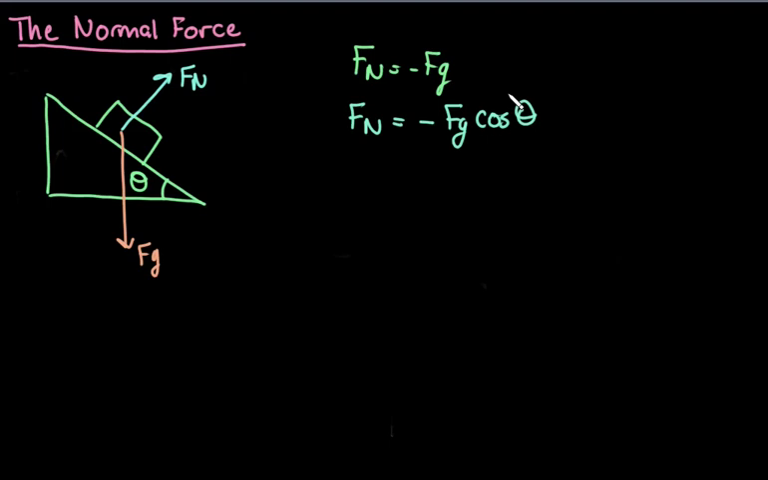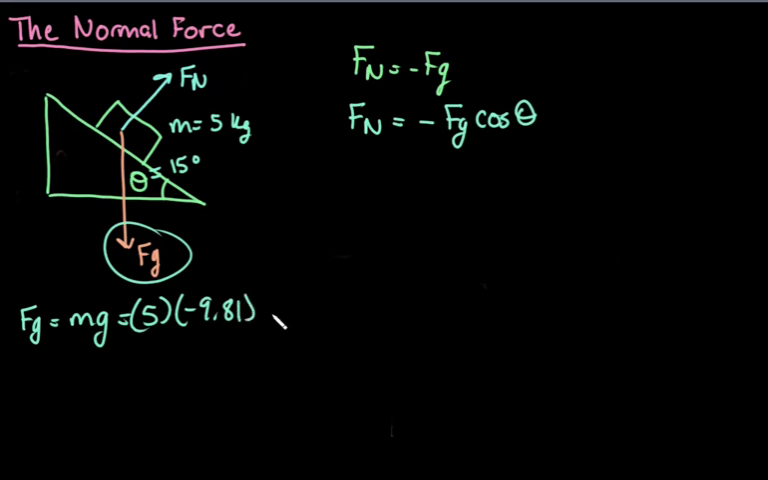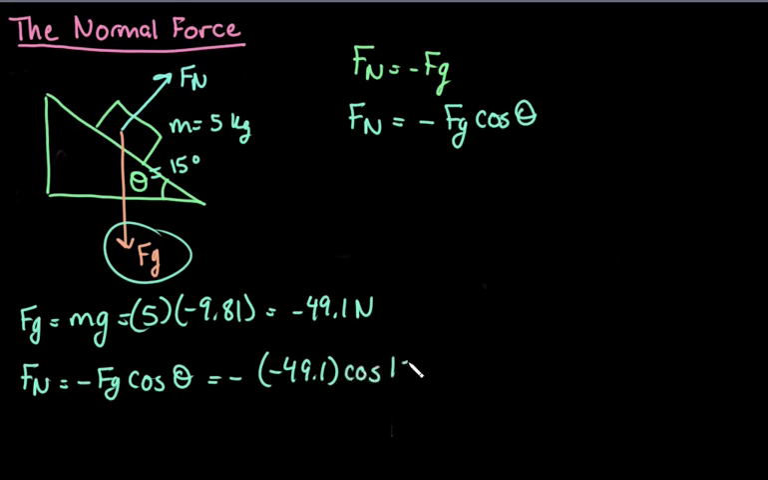So let's take a look at an example on how to calculate this right here. Let's say that we have a box here and it has a mass of 5 kilograms, and let's say that the angle here is equal to 15 degrees. We want to calculate the normal force. So, first thing, calculate Fg. Fg is equal to mass times gravity, so 5 times negative 9.81 will give us negative 49.1 newtons. And then we use this formula right here: the normal force is equal to the negative of Fg times the cosine of our theta. So negative 49.1 times cosine of 15, and that will give us a normal force of 47.4 newtons. And that's really all there is to it.